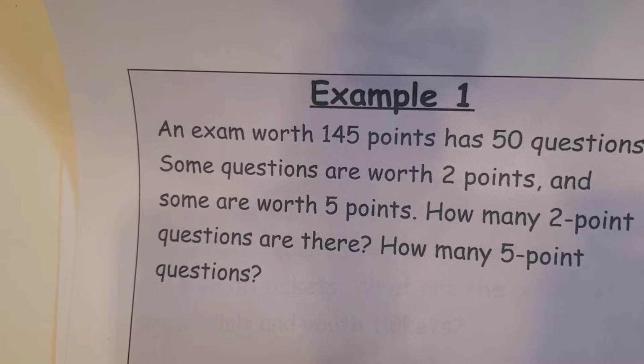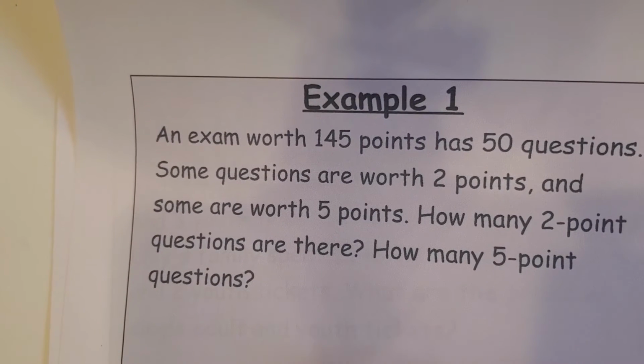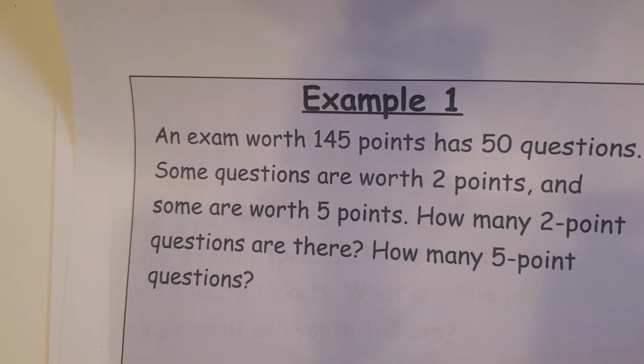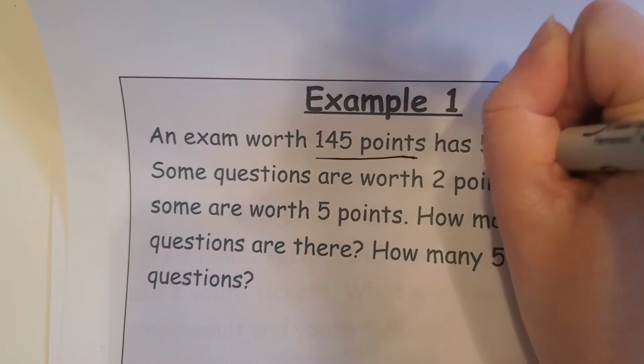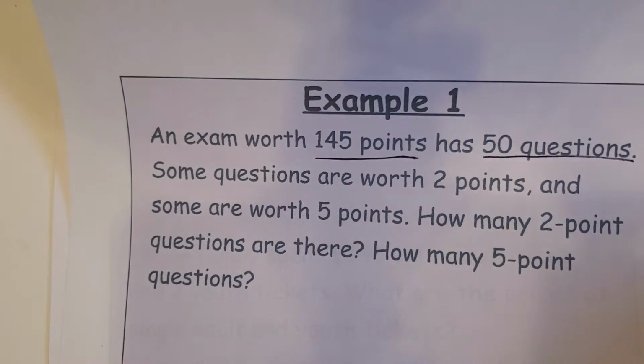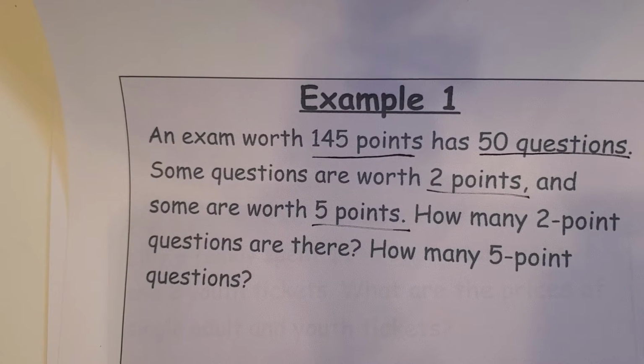So I think everybody's pretty used to it now, the first thing that you do when you have a word problem is highlight or underline the key information. A lot of the key information does boil down to the numbers. The exam is worth 145 points and has 50 questions. There are 2-point questions and there are 5-point questions. And you're looking for how many of each there are.